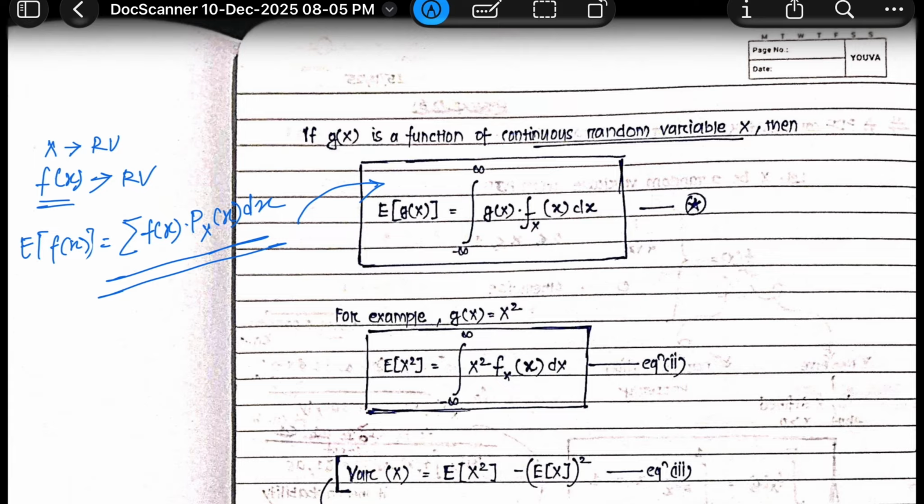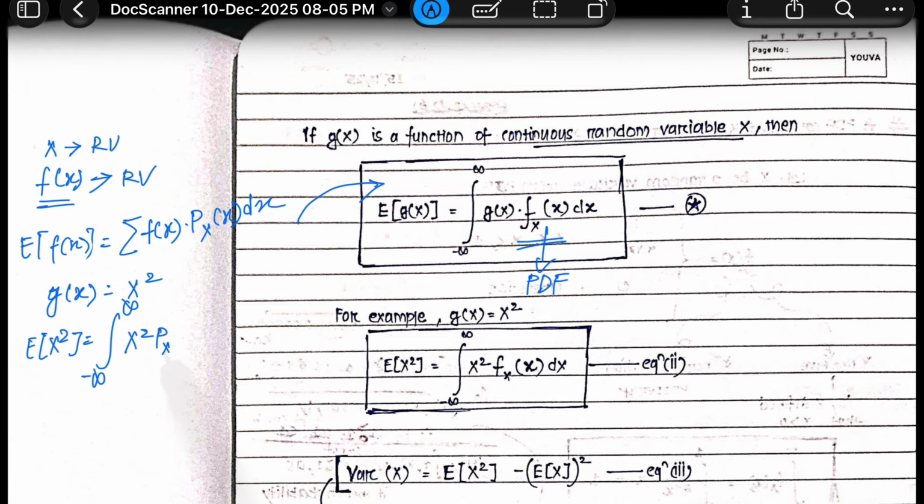From minus infinity to infinity, g of x times the PDF with respect to dx. Suppose you need to find the variance. So g of x is a function of x, suppose x square. So the expectation of x square will be the integration from minus infinity to infinity of x square times f of x dx.